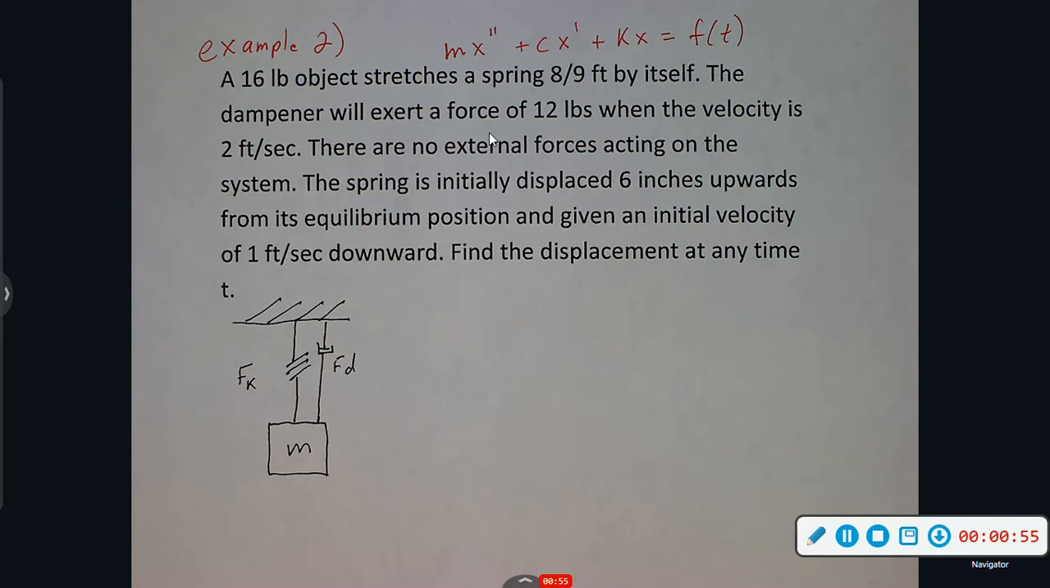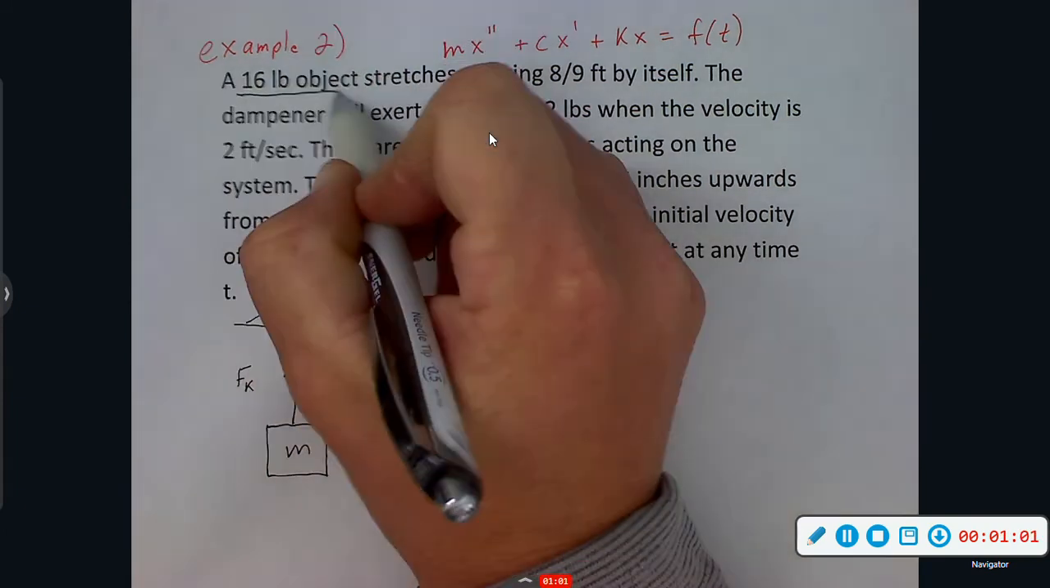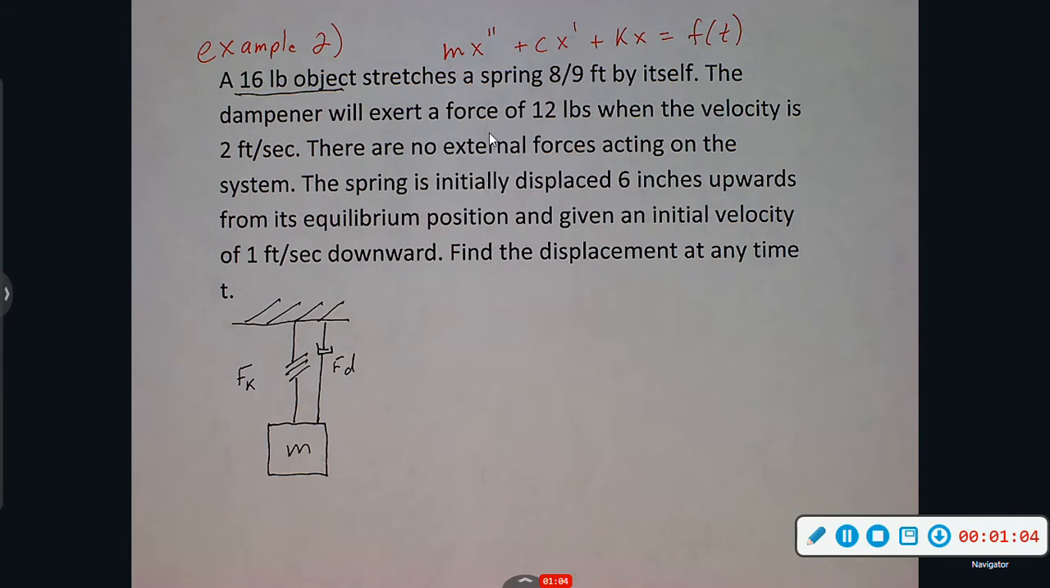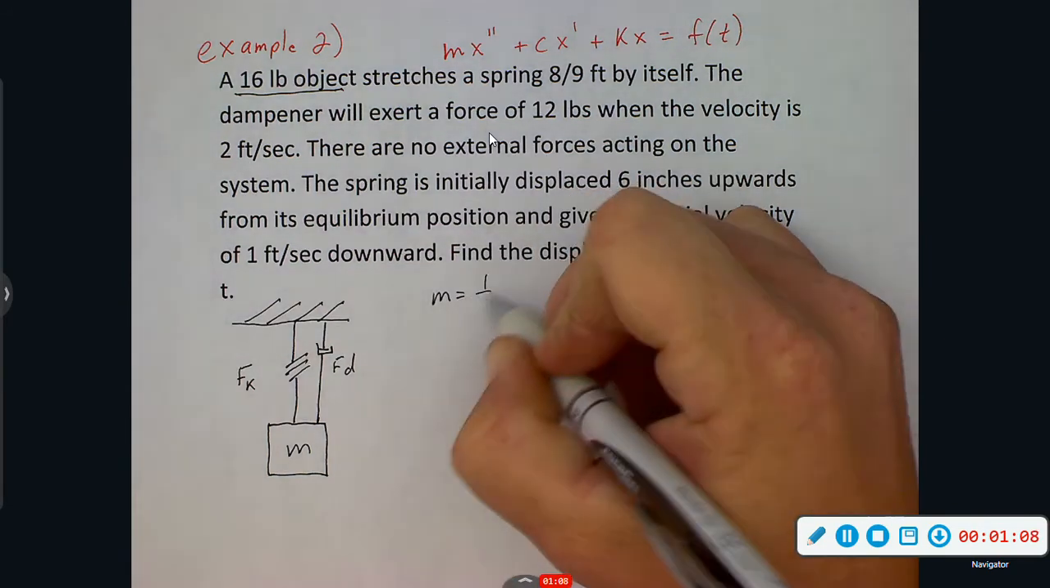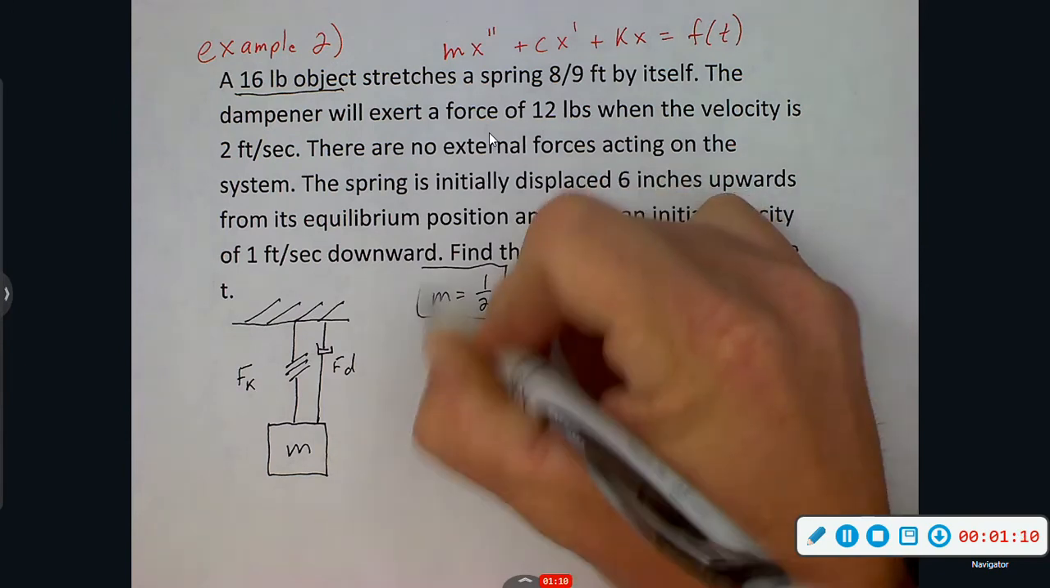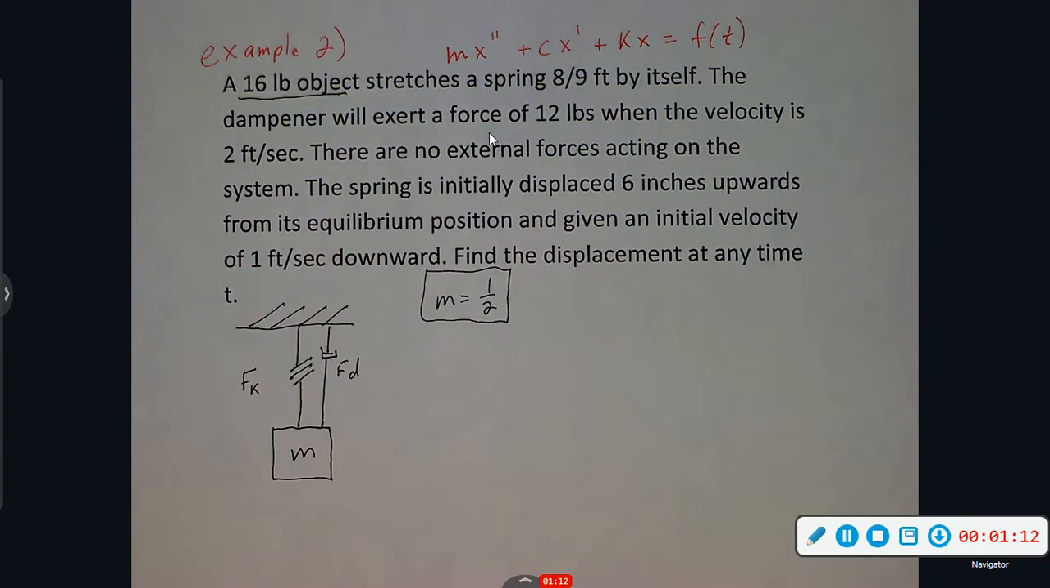What we have here is a similar problem to what we just saw in example 1. We still have a 16-pound object. And what we found originally is that mass is 1/2 at that point. We also knew that K was equal to 18.